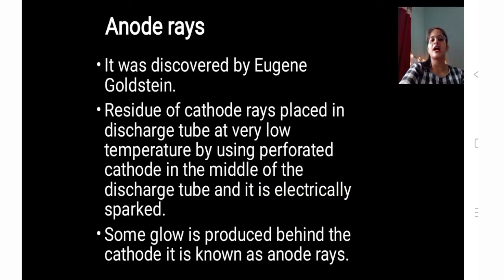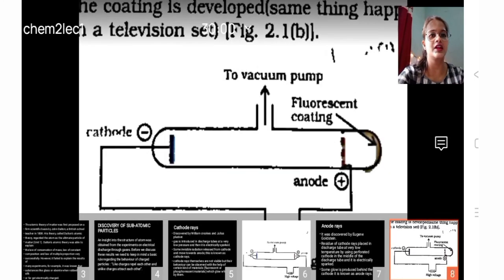Yes, so anode rays. Anode rays were discovered by Eugene Goldstein. The residue of the cathode rays was placed in a discharge tube at a very low pressure, using a perforated cathode in the middle of the discharge tube, and it is electrically sparked. From this some glow was produced behind the cathode, and that was known as anode rays. Let me describe it, because I hope you are getting confused.